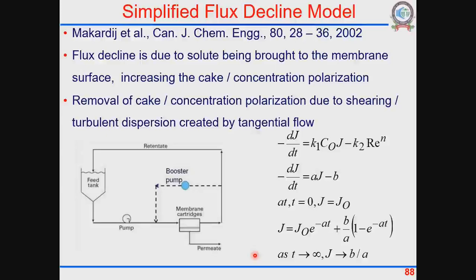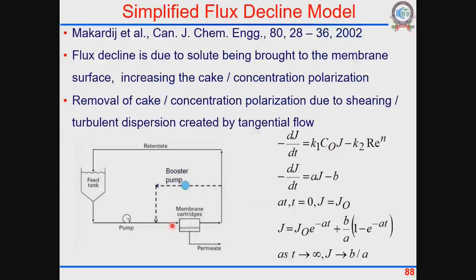Okay, there is another paper by these authors in 2002 that presented a simpler model for the flux decline. This was their geometry. What this model says is that dJ by dt, the change in flux in the membrane, is related to two things. One is how much concentration is brought to the membrane surface. That's going to be dependent on the flux itself. So more the flux, more the blocking or more the fouling.